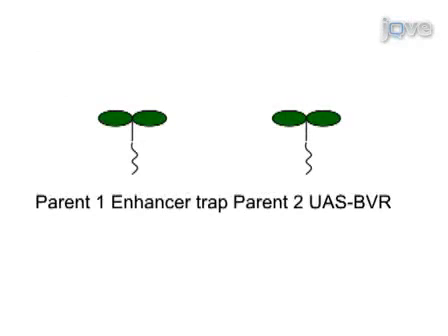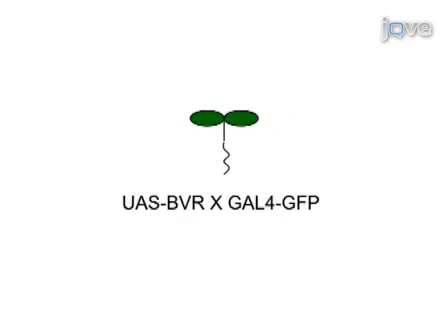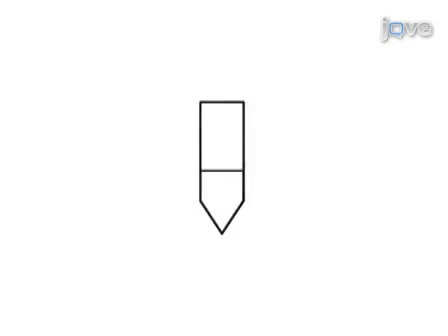To examine phytochrome responses in specific plant cell types, GAL4-GFP enhancer trap and UAS-BVR transgenic lines are crossed to produce phytochrome-deficient UAS-BVR cross GAL4-GFP progeny. Leaf protoplasts are isolated from plants.